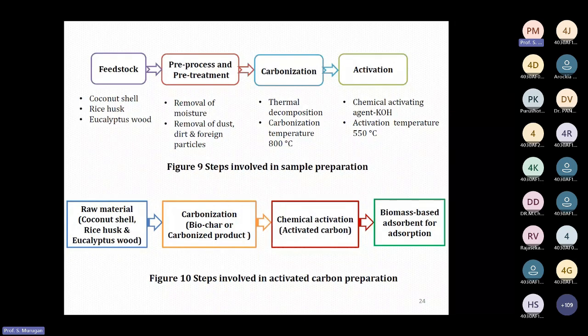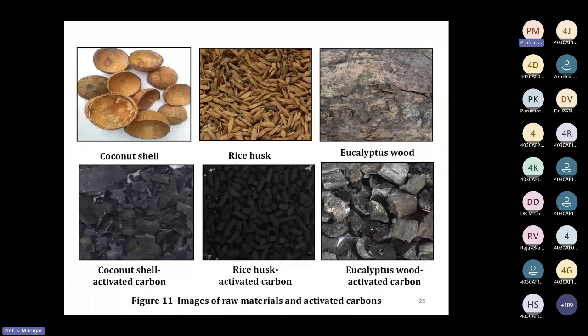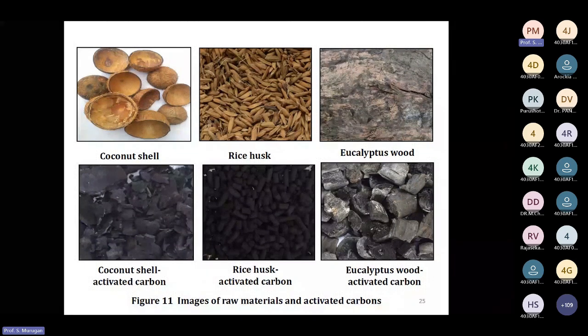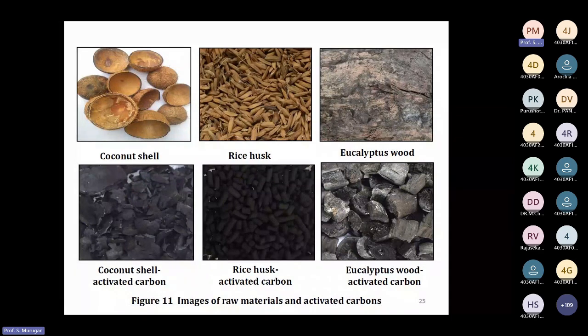This is a group of pictures which show the coconut shell sample, rice husk sample, eucalyptus sample. After converting these feedstock materials to activated carbon, how this activated carbon looks is shown in the bottom row. The top row shows pictures of the three raw materials. The bottom row shows the activated carbon obtained from coconut shell, rice husk, and eucalyptus wood.